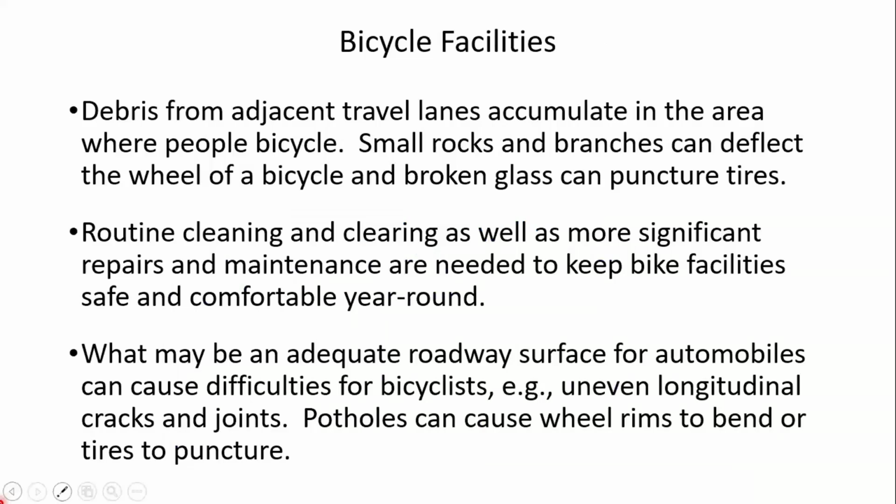I mentioned bicycle facilities and the bike's susceptibility to what might appear to a motor vehicle to be kind of minor discontinuities. The bicycle may be adversely affected by those. So things like debris from the travel lane can accumulate maybe near the side of the road where people bicycle. The small rocks can deflect the wheel and cause a loss of control, or other debris, branches from a tree. Broken glass can puncture bicycle tires.